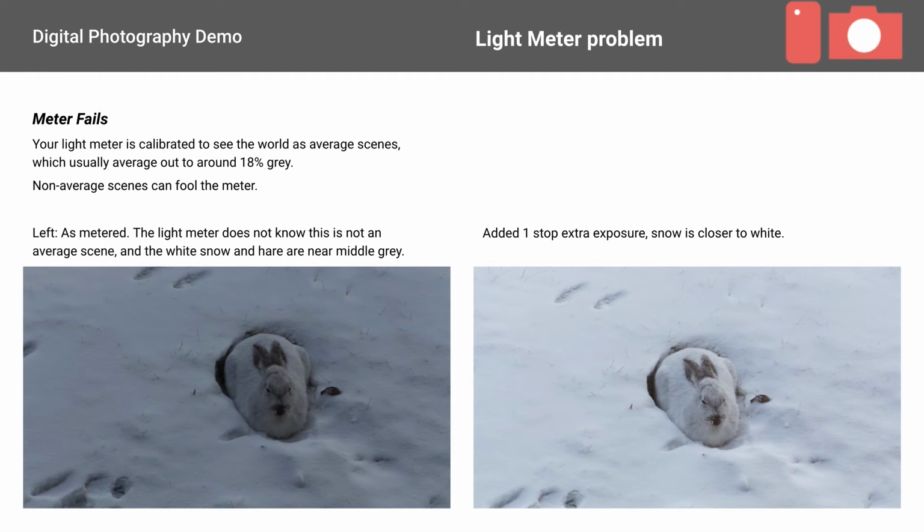So the bottom left, the light meter does not know that this is a white rabbit in the middle of snow, and it thinks everything should be average. So basically, even though the meter said it was okay, it's underexposed. It's too dark. So what I did was added some light. Even though the meter said that it was okay, I added a stop of light, and you can see the rabbit is much closer to white there.